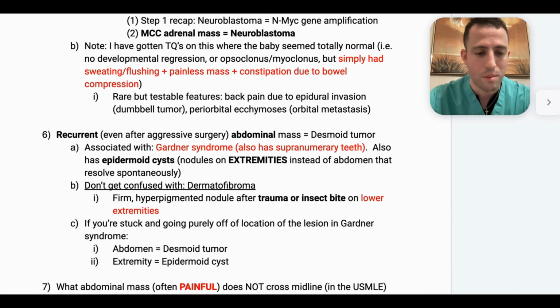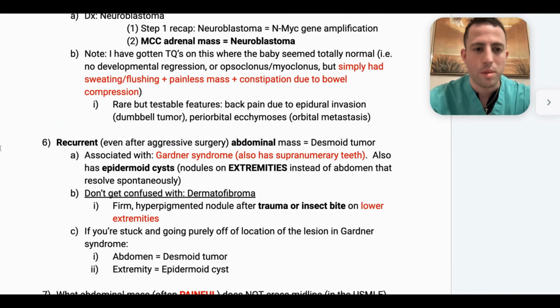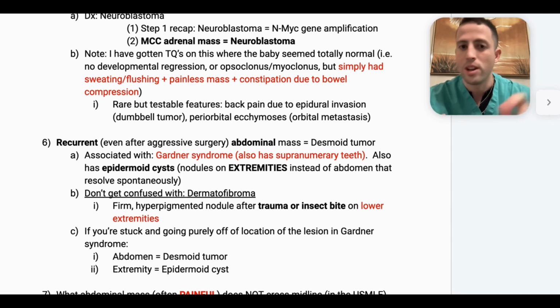All right, number 6. If somebody has a recurrent abdominal mass, even after a hyper-aggressive surgery, they took a ton of lymph nodes, they took out a huge mass, one of the top things on your differential should be a desmoid tumor. And so oftentimes the questions will give you additional history than that.